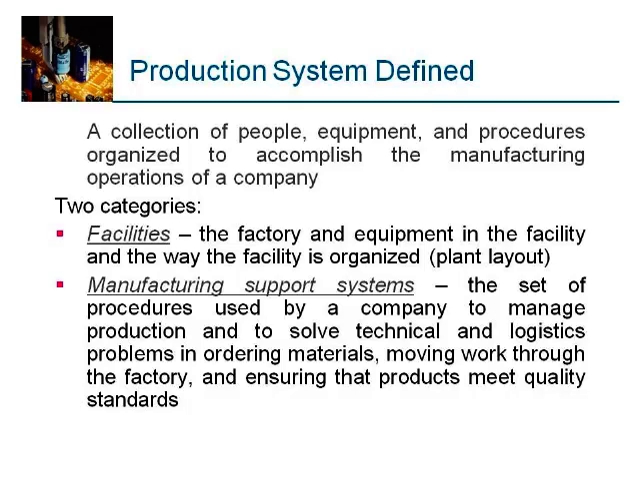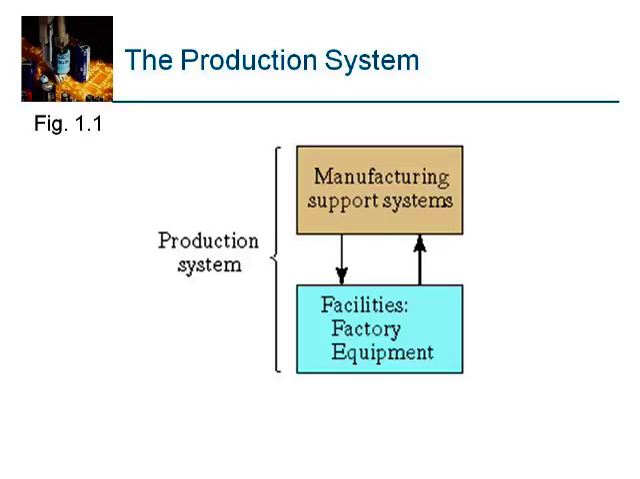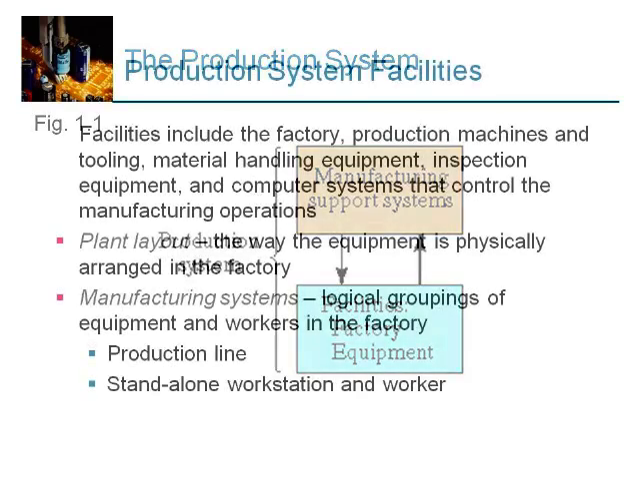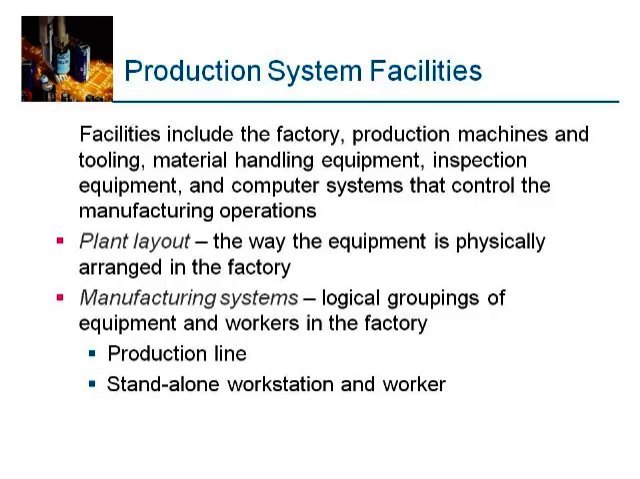Manufacturing support systems are the set of procedures used by the company to manage production and to solve technical and logistic problems in ordering materials, moving work through the factory and ensuring that products meet quality standards with the required schedules. Manufacturing support systems in collaboration with facilities and factory equipment we call a production system. The facilities include the factory, production machines and tooling, material handling equipment, inspection equipment and computer systems that control the manufacturing operations. All these are called facilities. Plant layout is the way the equipment is physically arranged on the shop floor or in the factory, also called facility location.